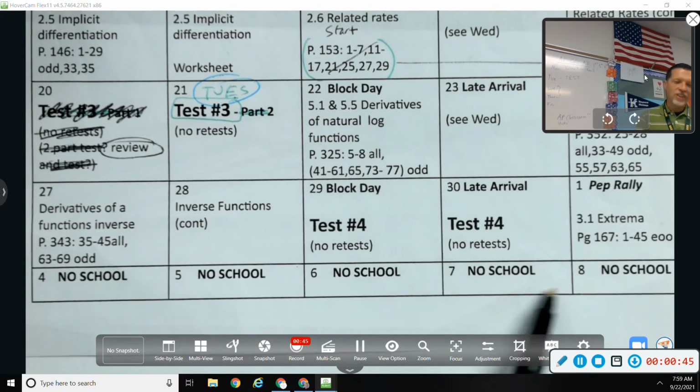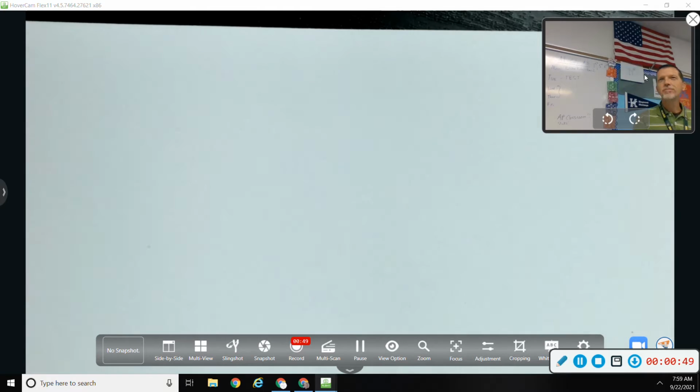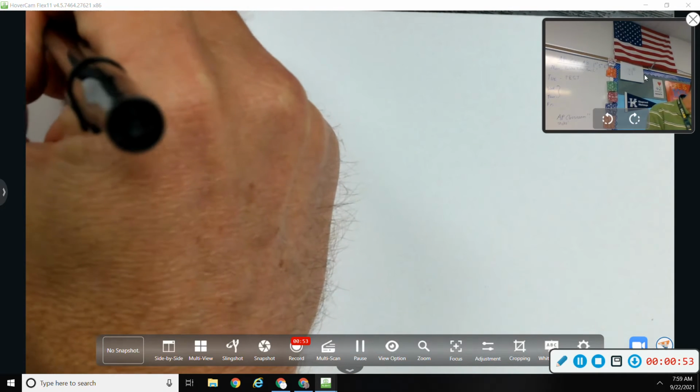Here's the good news. At the end of next week, it's a week off. You have earned it. This test will be short. It won't be that bad.